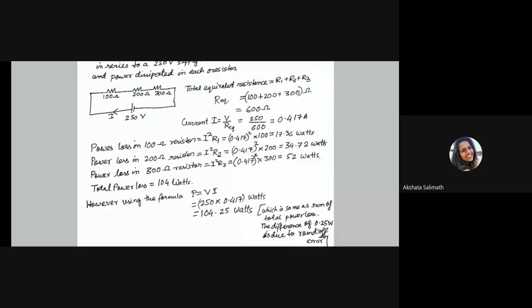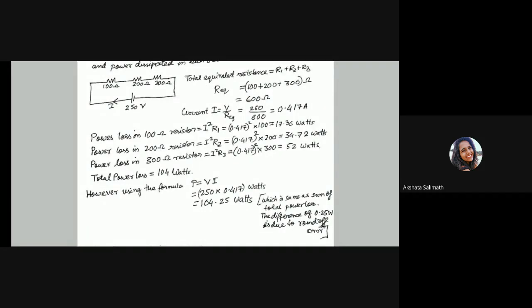So, I'm just repeating once again. Individual power losses are calculated. As we know the value of I, we apply I square R1, then I square R2, then I square R3. Then the total power loss is the summation of all these three. Just add up, you will find this value 104 watts. Now, using the formula P equals VI, the other formula, we also get the same result, 104.25. That is why it is verified whether it is correct or not.